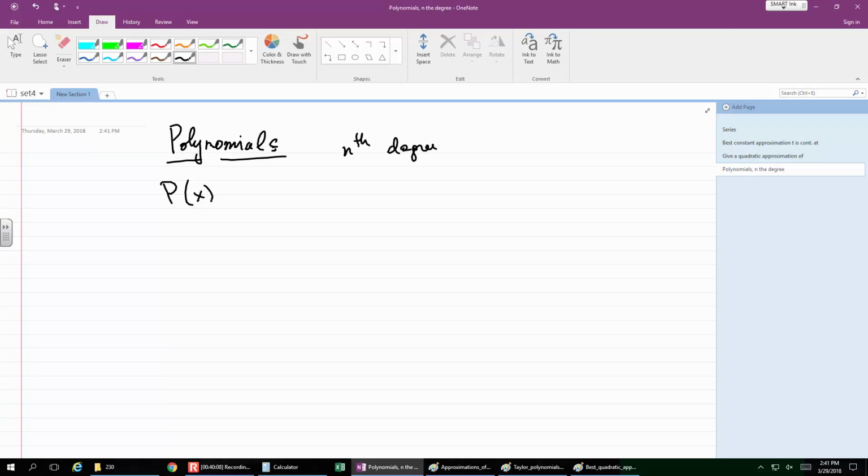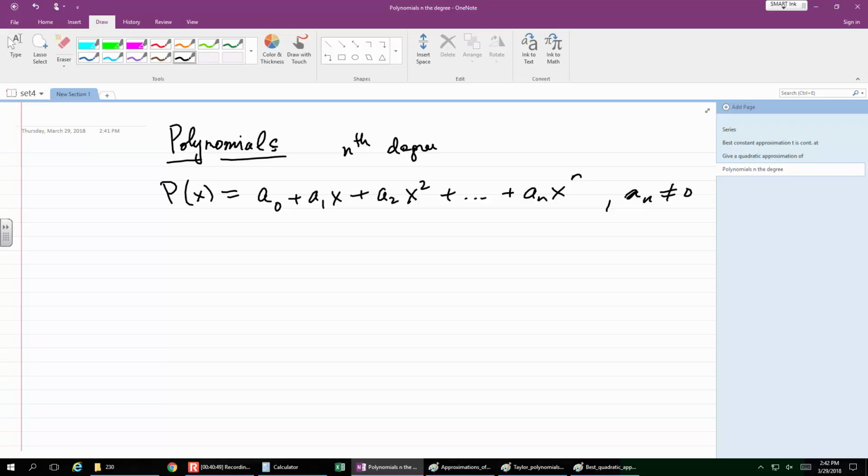An nth degree polynomial is a sequence of these terms, say a naught plus a1 x plus a2 x squared, up to an x to the n, with an not equal to 0. Okay, so that's what an nth degree polynomial looks like. So you have n plus 1 numbers, you align them with the powers of x accordingly, and then add them together, and that's how you have a polynomial, right? Sounds familiar?